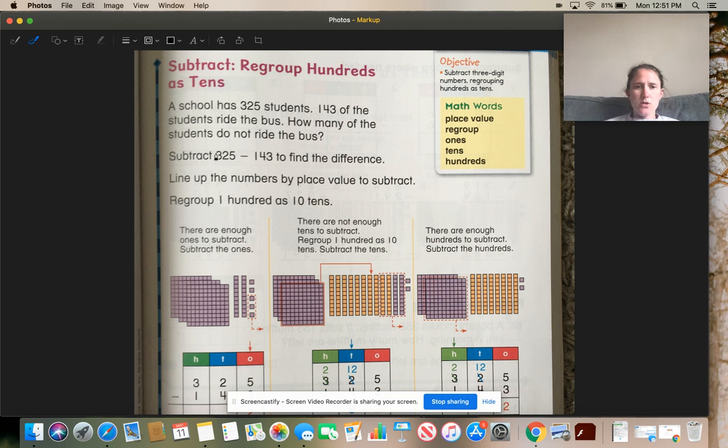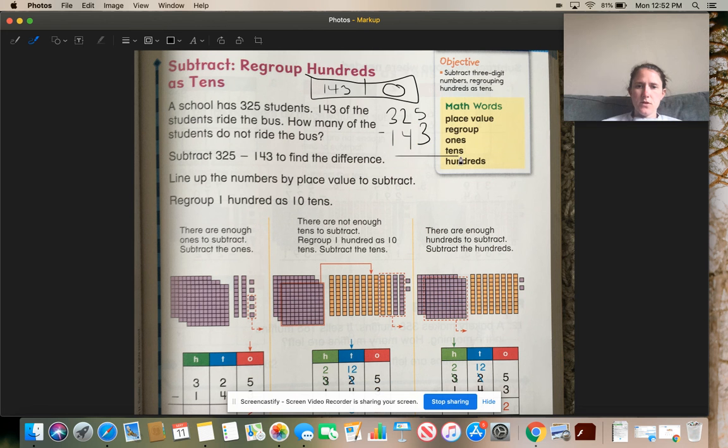So what we're going to do is we're subtracting, because this is a part whole again. Remember, when we talk about part whole, we have this bar and we have part of the group, part of them ride the bus. So 143 ride the bus. So we're trying to figure out, this is our other part. We're trying to figure out what part does not ride the bus. So to figure that out, we take the total, 325, and we subtract the one part that we know to find the part that we don't know.